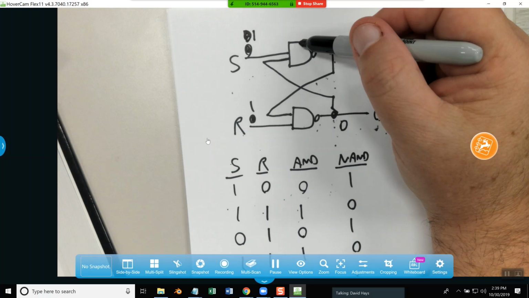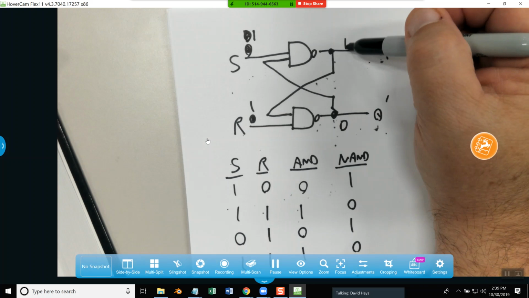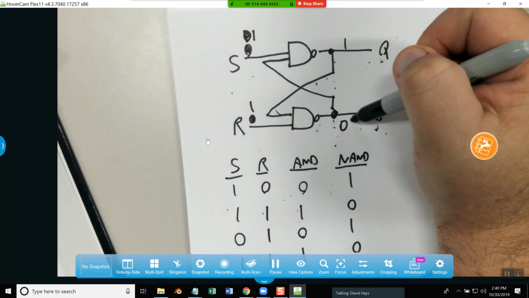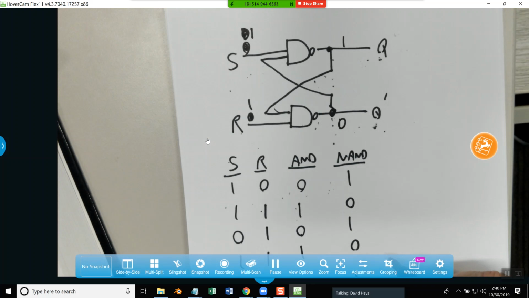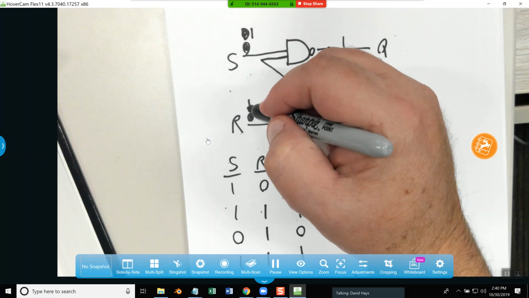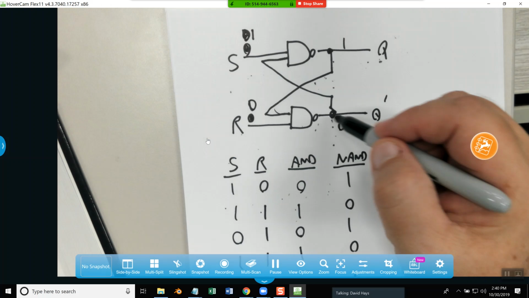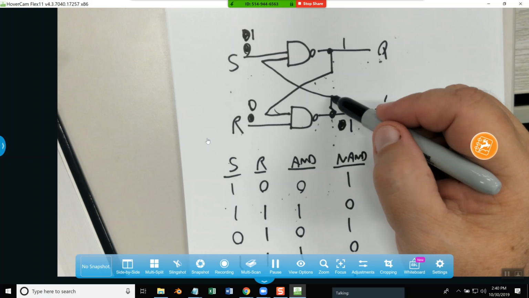So to get this to change state, we change this to a 0. 0 times anything is 0, then you invert it, and that goes to a 1. And this comes back here. 1 and 1's 1, then you invert it, and that goes to 0. This action causes the circuit to go to the reset state. So this being 0 and this being 1 is a reset state. And stay there even after both inputs return to 1.